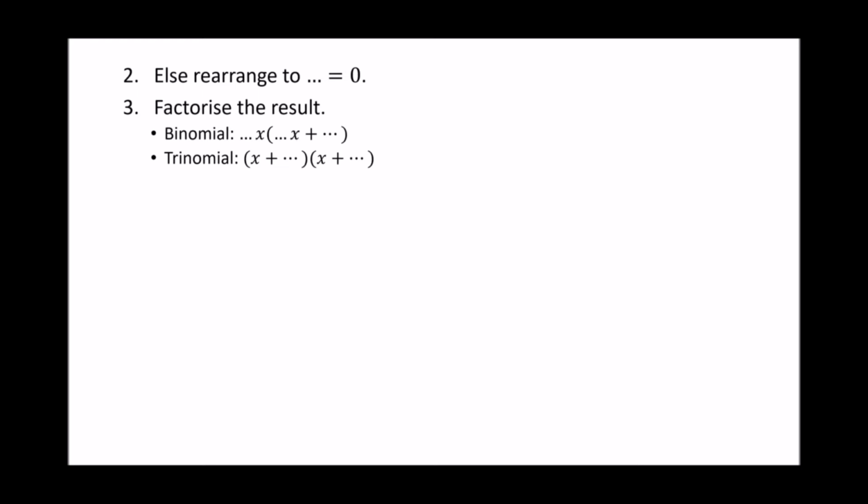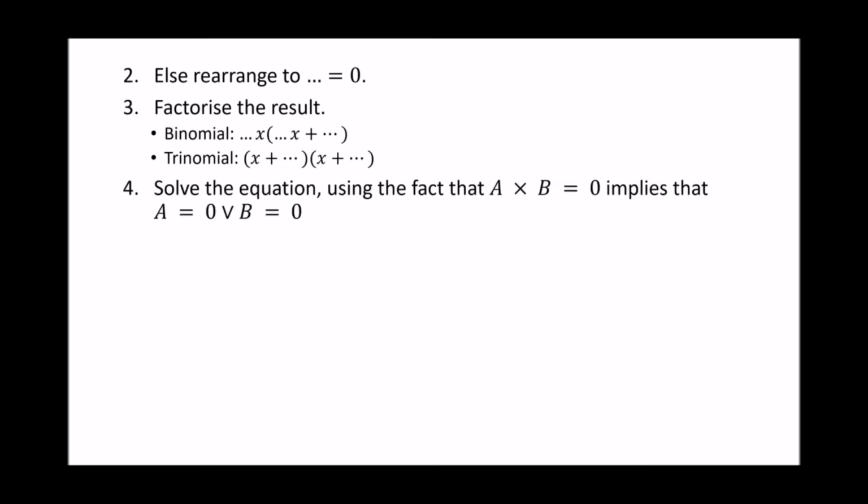After we factorize it, we can use the system that a times b equals 0 implies that a equals 0 or b equals 0. And in both of these cases, we have a times b equals 0. So one of these parts has to be 0. Let's again look at some examples.